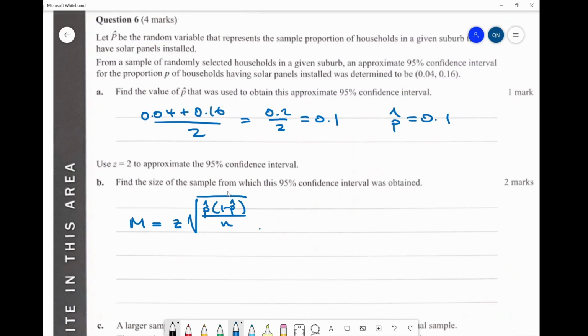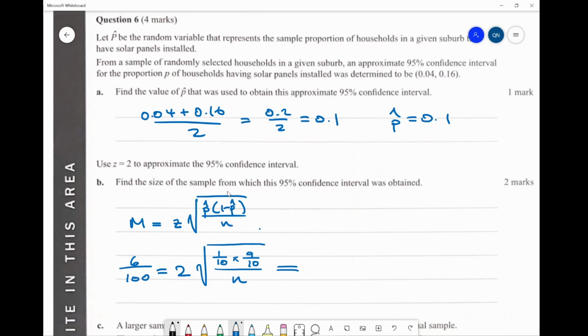Okay, so what's the margin of error? It's the distance from p hat to one of the endpoints, so that's just going to be 0.06, and that's equal to 2, because that's the approximation for the z-score, times the square root of p hat, which is 0.1, but let's write this as 1/10 times 9/10, which is 1 minus p hat, and this is divided by n. And instead of writing 0.06, I'm going to write 6 over 100.